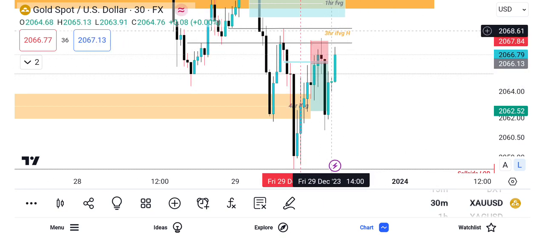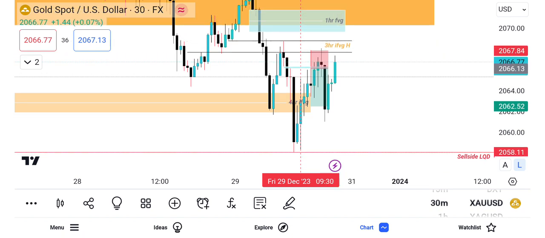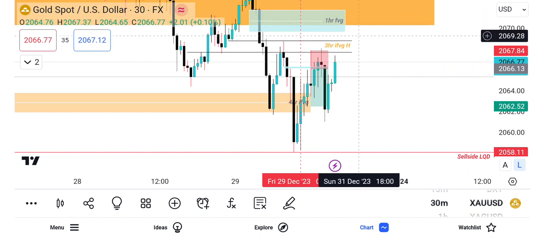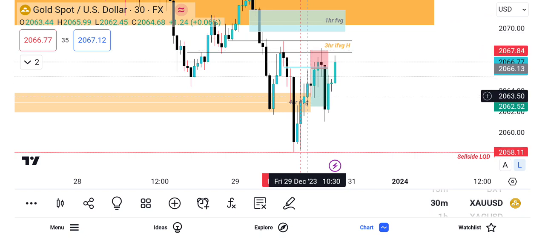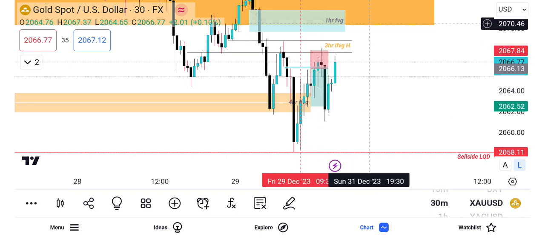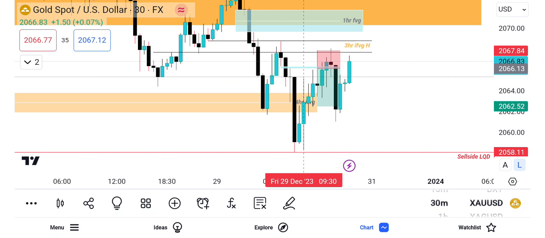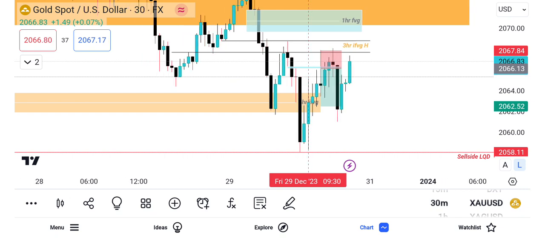You can see my 3-hour inversion fair value gap, the 1-hour inversion fair value gap. I wanted it to be tapped into, then rally lower, but it wasn't. Everything over there I've discussed was here. So I think I did everything right, and my stop placement is what I'm getting to think about.